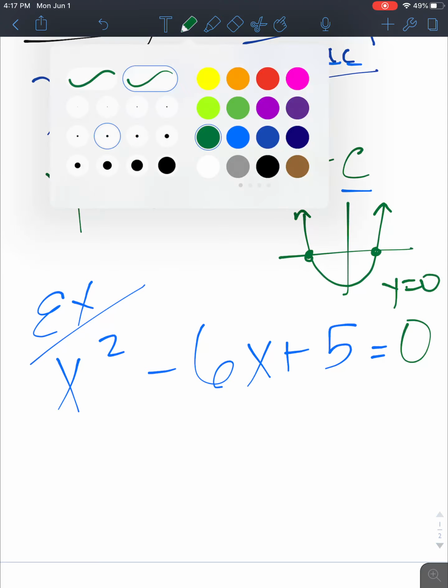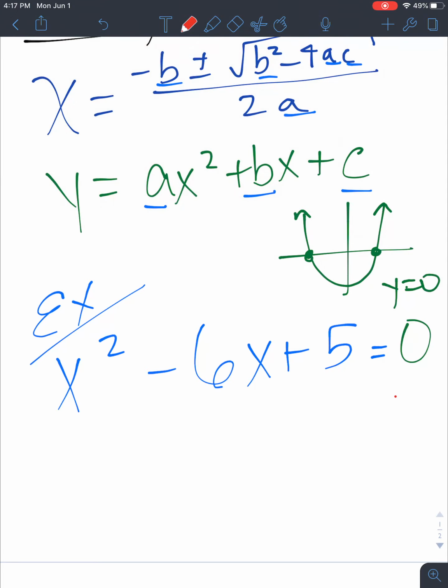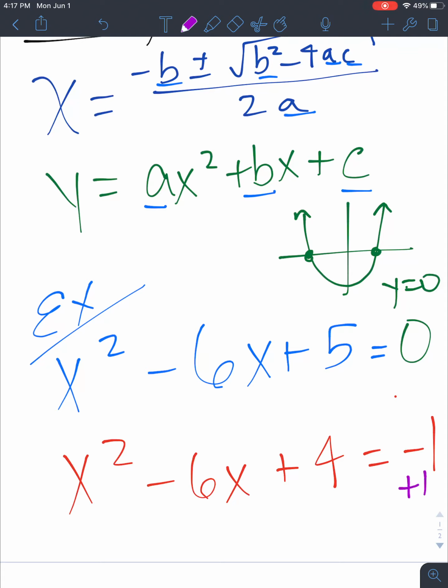If this was a number, like say instead we had x squared minus 6x plus 4 equals -1, right? If it equals a number, then your first step, instead of setting it equal to 0, is to make it equal to 0. So you'd have to add the 1 over in order to set it equal to 0.